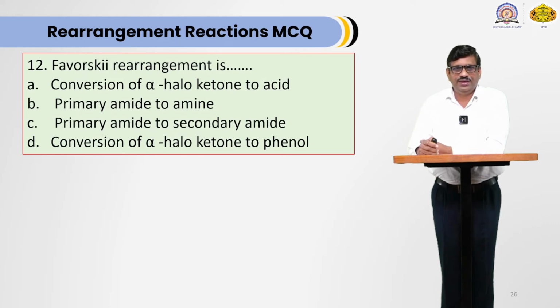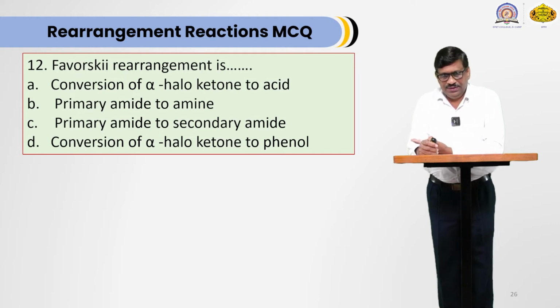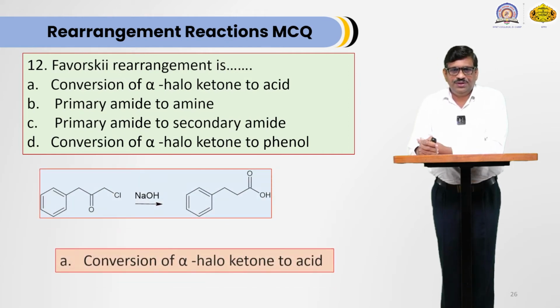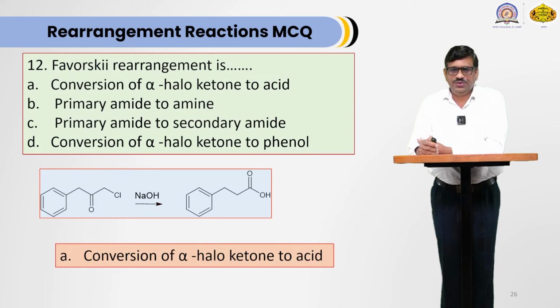In Favorskii rearrangement, we know that alpha haloketone is the starting compound. That's why options B and C can be eliminated. Only options A and D are remaining. Now we have to choose between A and D. A is conversion of alpha haloketone to acid, and D is conversion of alpha haloketone to phenol. And we know that in Favorskii rearrangement, acid is formed, phenol is not going to form. That's why A is the correct option, conversion of alpha haloketone to acid.